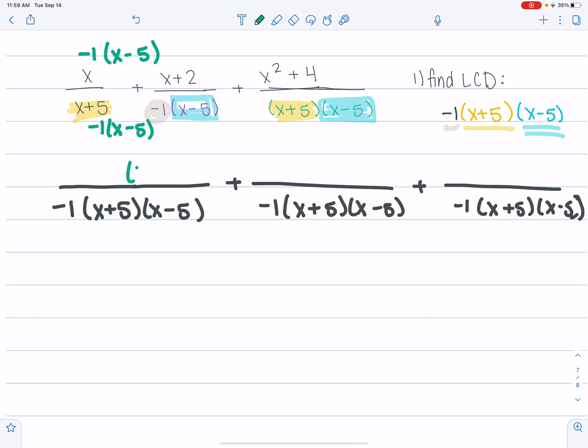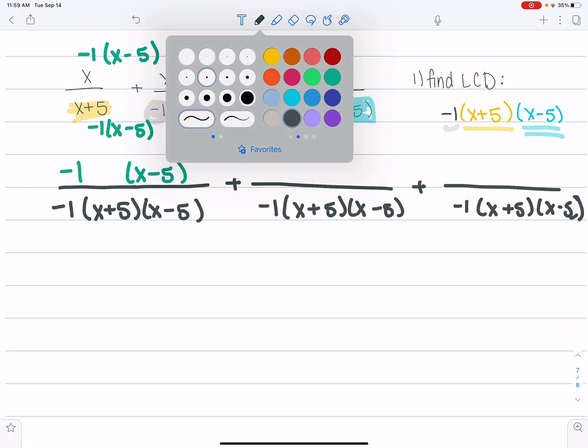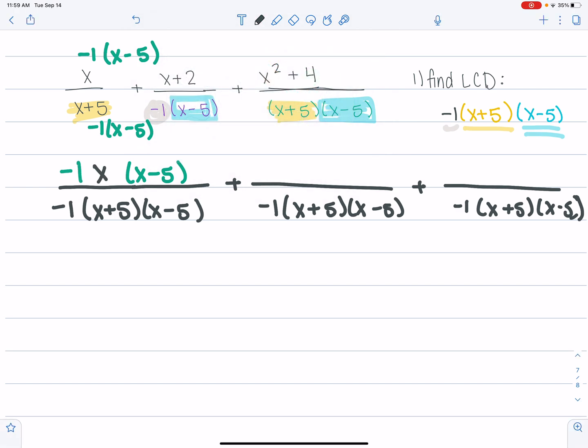And so that is going to go in my numerator. Instead of writing negative 1 in the back, I'm going to write it here in front of that x. And so I just kind of rearrange this. I have negative 1 that I put up front, x, and x minus 5. Now I don't need to write negative 1x, so I'm just going to write that as negative x, x minus 5.